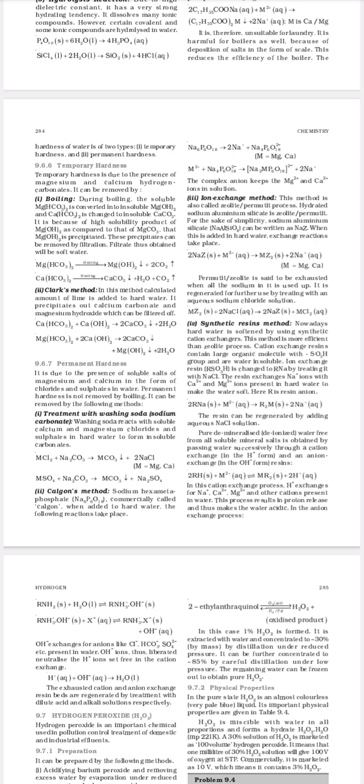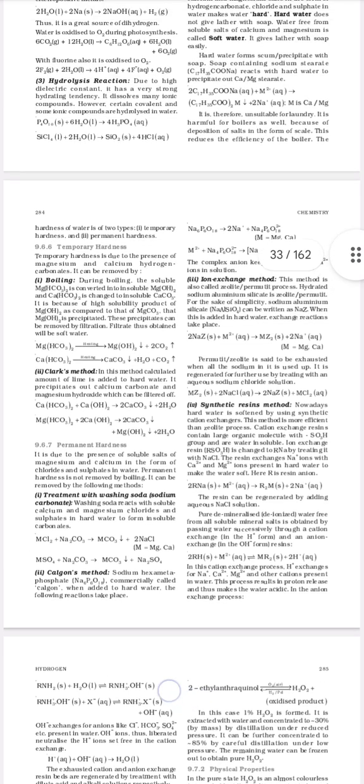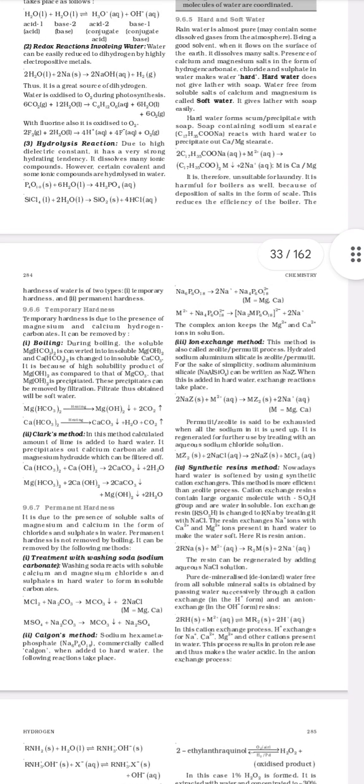Second is Calgon's method. Sodium hexametaphosphate, commercially called Calgon, when added to hard water, the following reactions take place. The complex anion keeps the Mg2+ and Ca2+ ions in solution. Third is the ion exchange method.